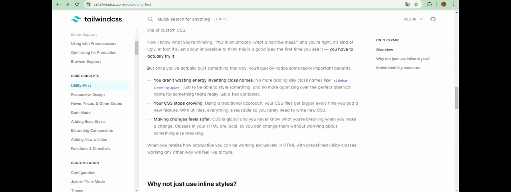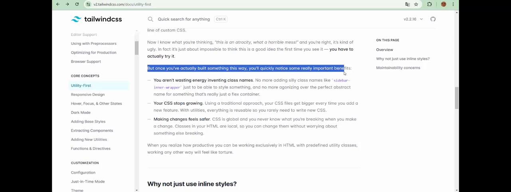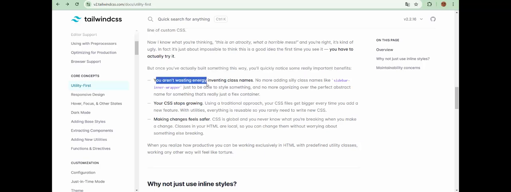But once you actually build something this way, you'll quickly notice some really important benefits. You aren't wasting energy inventing class names.